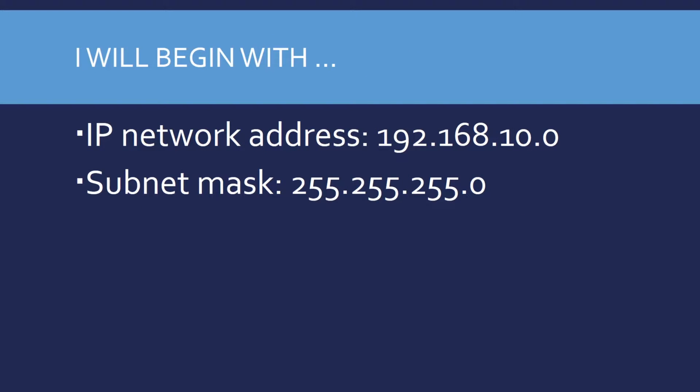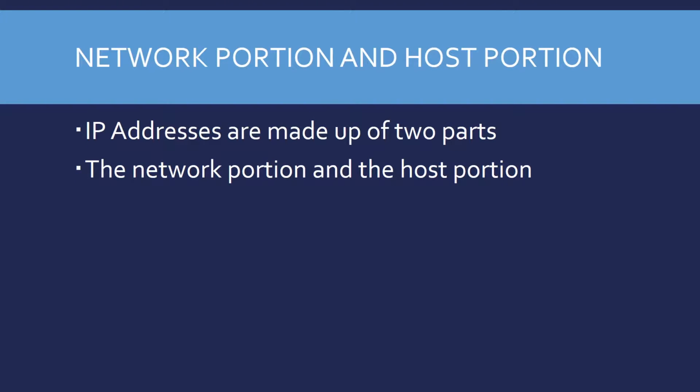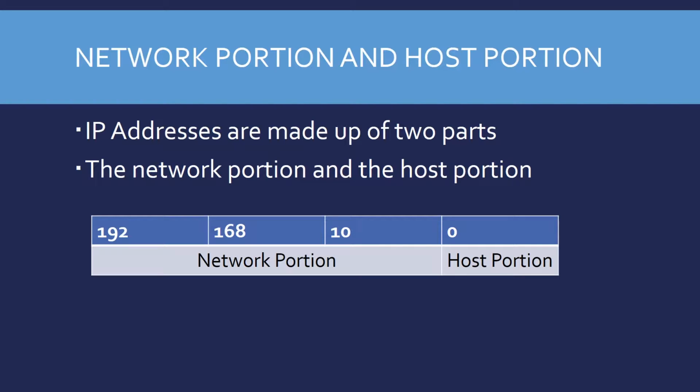I will begin with an IP network address of 192.168.10.0 and a subnet mask of 255.255.255.0. IP addresses are made up of two parts, the network portion and the host portion. In the example that I'm using, the first 3 octets are the network portion, and the last octet is the host portion.